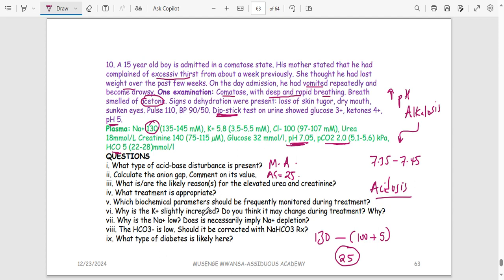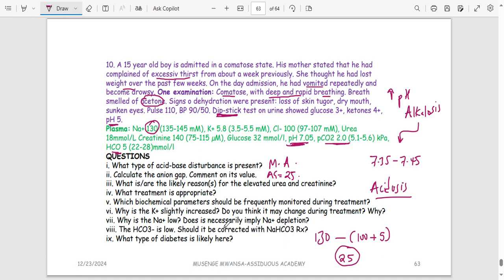Why is potassium slightly increased? Do you think it may change during treatment, and why? Potassium is slightly increased because it's moving from the cells, right? So during treatment, it is going to decrease, because it's going to be taken back into the cells. So yes, it's going to change. And the way we are treating that is with potassium replacement, which helps push the potassium back into the cell. Not really replacement, since it's already high, but helping to push the potassium back into the cell, and then that is going to restore the normal concentration.